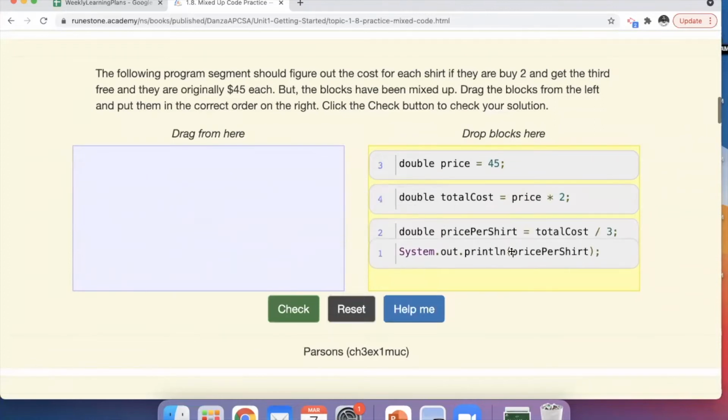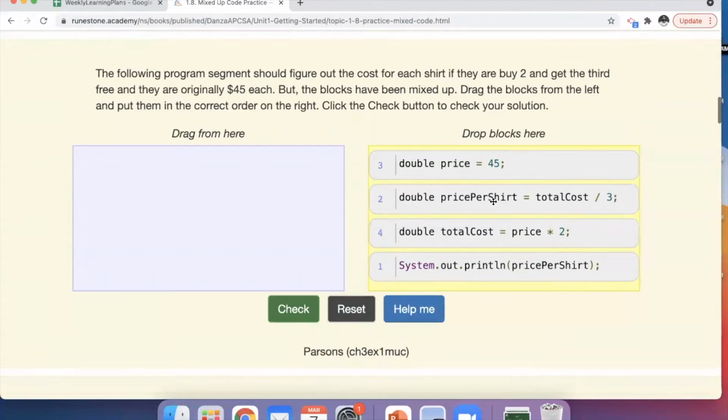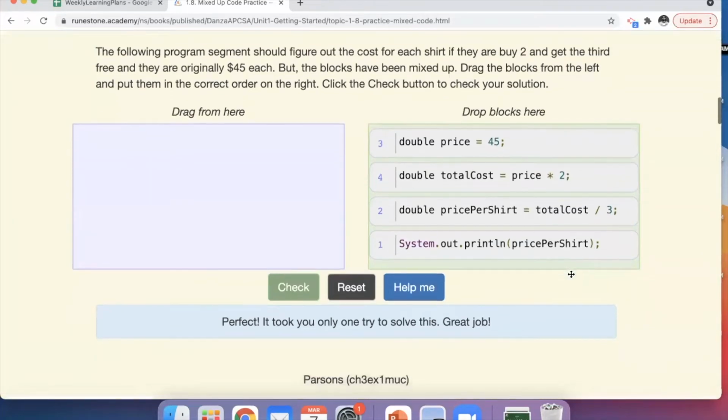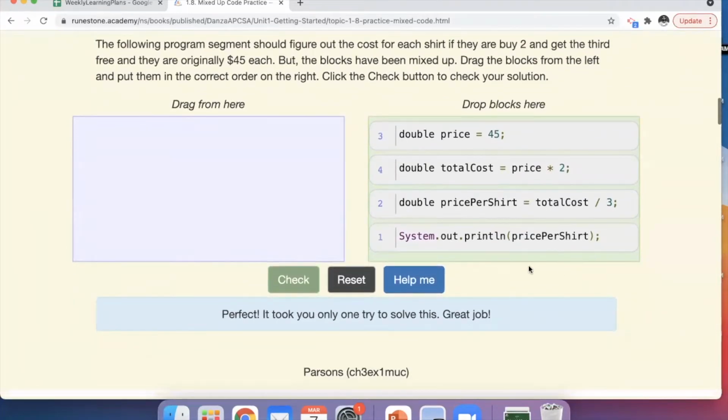And then we're going to print out the total. Okay. If we would flip-flop any of these, right? You're saying price per shirt is equal to total cost divided by 3. The computer's looking at that and thinking, I don't know what total cost is. I need to first declare the total cost, right? So let's check it. Okay, so it should read 3, 4, 2, 1 in that order. Okay, we declared the price, it's 45 bucks. Okay, we then took the price and multiplied it by 2. Okay, and then the price per shirt, we're taking that cost and dividing it by 3, and that gives you what the price is per shirt. If it's buy 2, get 1 free.